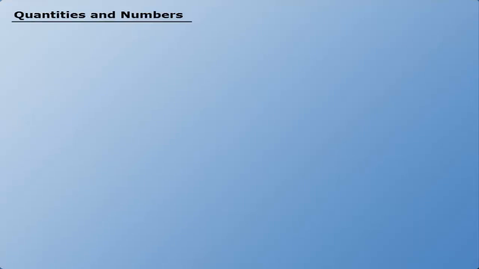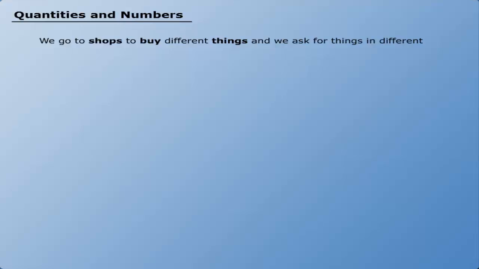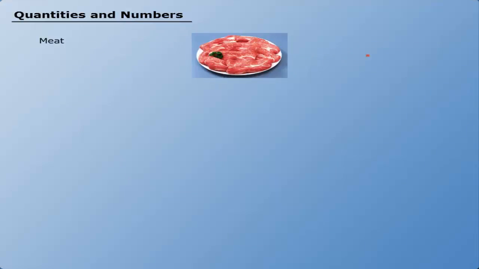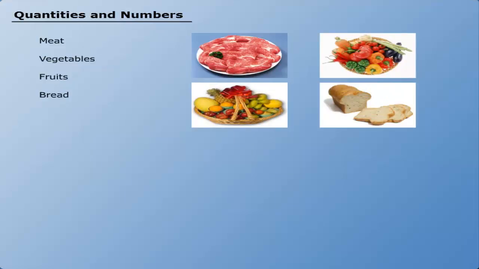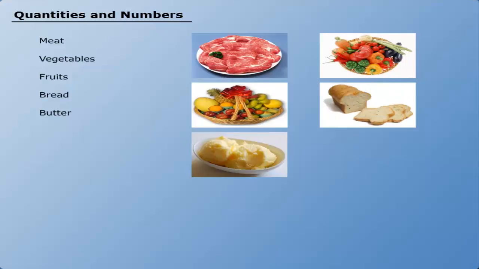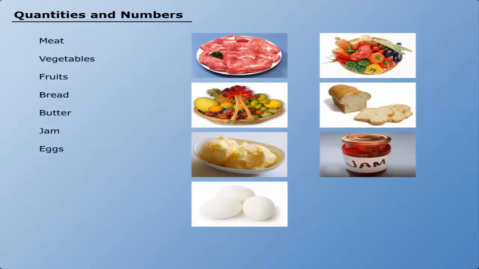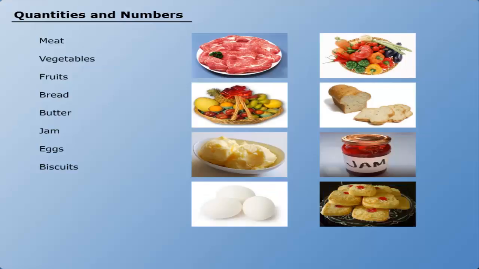Quantities and numbers. We go to shops to buy different things and we ask for things in different quantity or number according to our need and requirement. For example, meat, vegetables, fruits, bread, butter, jam, eggs, and biscuits.